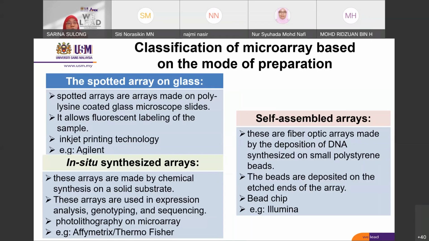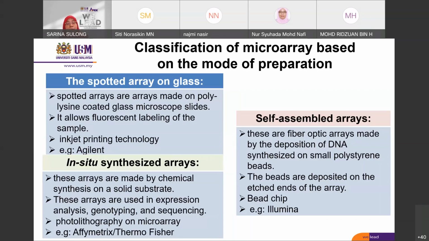It uses inkjet printing technology. The most common arrays that use this technology are from the manufacturer Agilent. And in situ synthesized arrays are made by chemical synthesis on a solid substrate. These arrays are used in expression analysis, genotyping, and also sequencing, and they use photolithography technology. I'm not very familiar with photolithography, but the basics behind it are quite complicated if you want to generate the microarray.